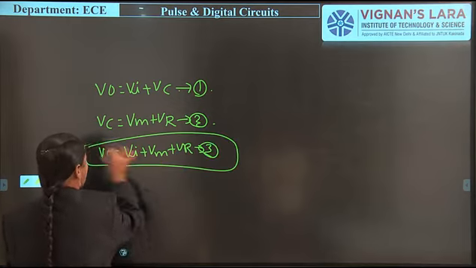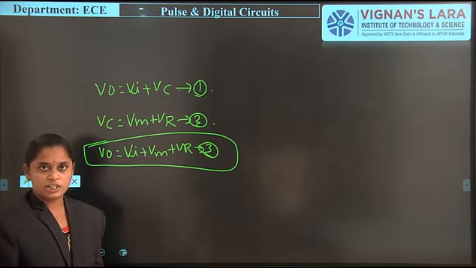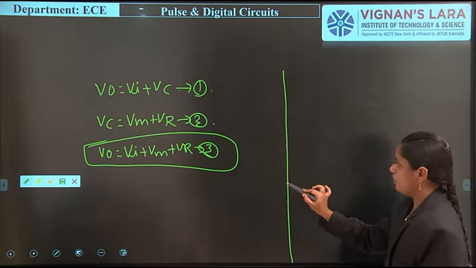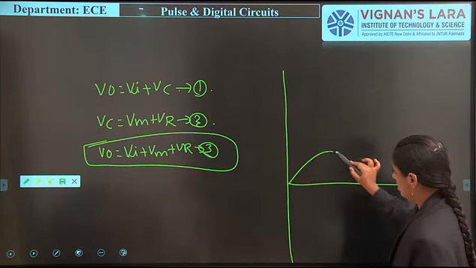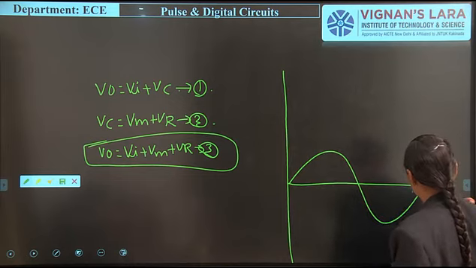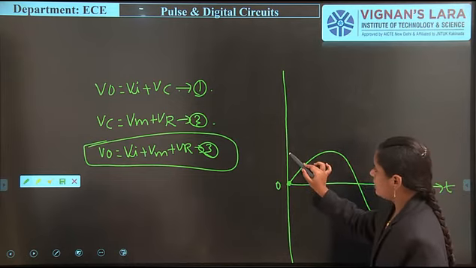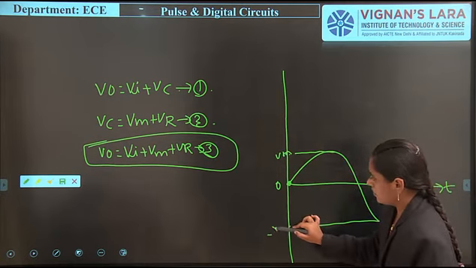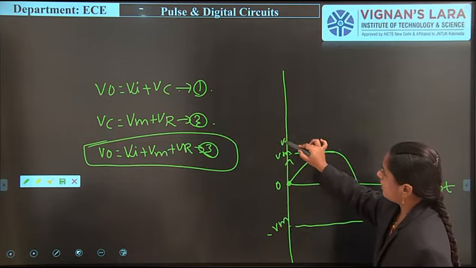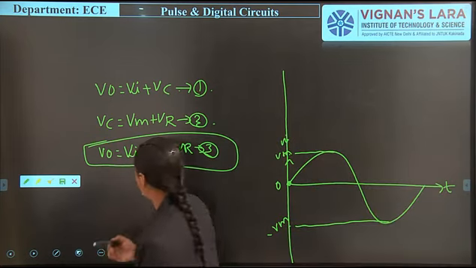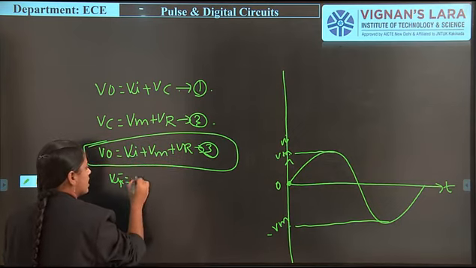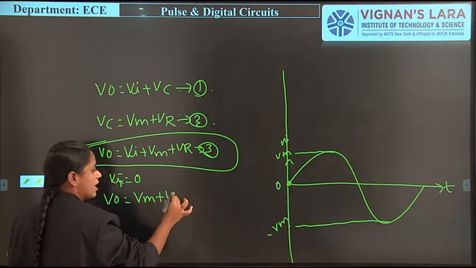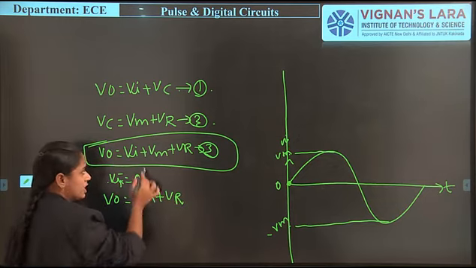For this we have to observe the output waveform for the different conditions. So just take the input waveform. The input waveform will be like this: this one is 0, this one is up to Vm, and this one is down to minus Vm. This is the input waveform indicated with the green line. From this we observe the output for Vi equal to 0. What is the output? V naught becomes Vm plus Vr, just substituting 0 in place of Vi.